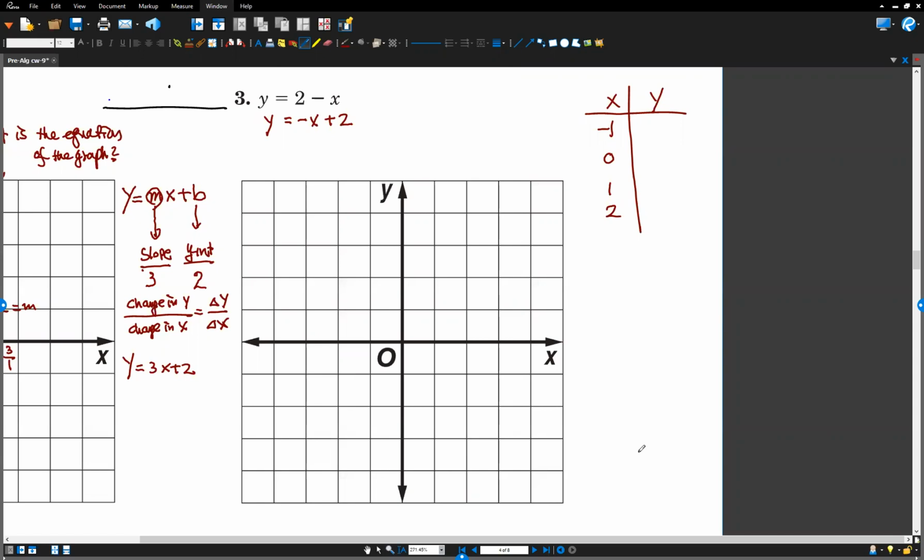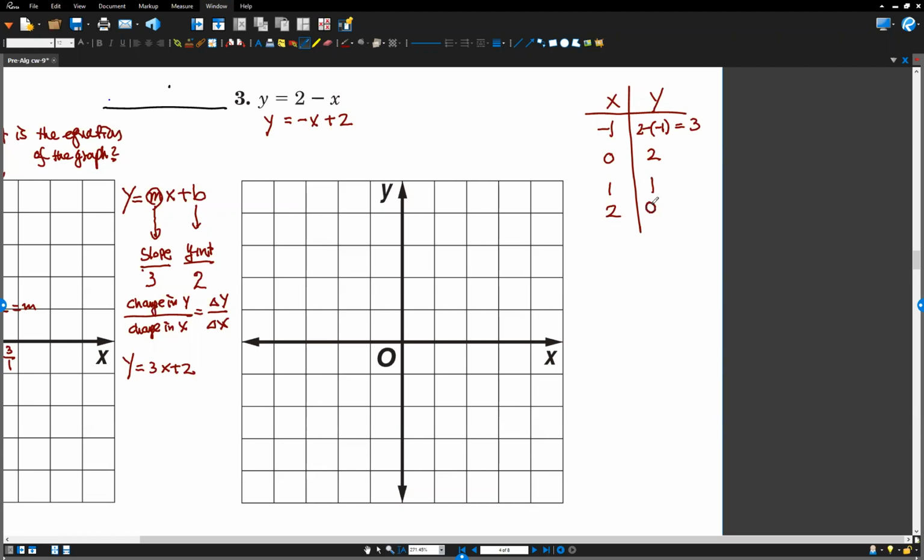Okay, Victoria, what is the value of y when x equals -1? 2 minus x, where x is -1, that's 3. What about when x equals 0? What is the value of y? 2. Yep, 2 minus 0 is 2. What is y when x equals 1? 1. That's right, 2 minus 1 is 1. And what is y when x equals 2? 0. Perfect.